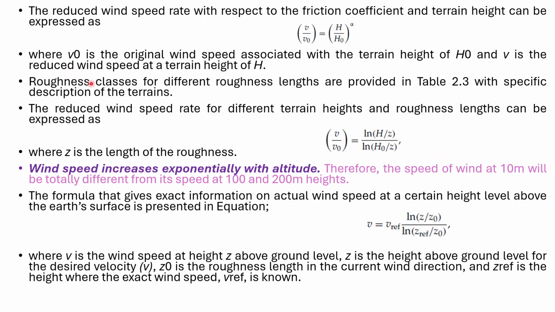So this is nothing but the wind speed with respect to the friction coefficient. So this tells the equations. With this, we can conclude that wind speed increases exponentially with the altitude. Of course, that we know, right? Therefore, the speed of the wind at 10 meters will be totally different from its speed at 100 and 200-meter height. So, of course, we have to decide upon the height also. That is what we try to conclude with the calculation based on the roughness length, height above the ground level, and the corresponding wind speed.